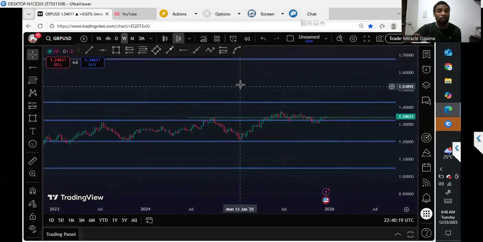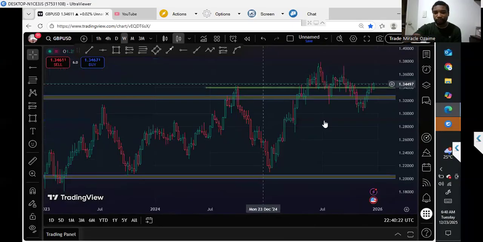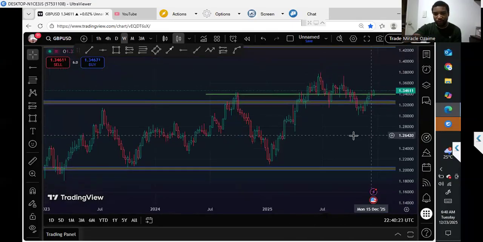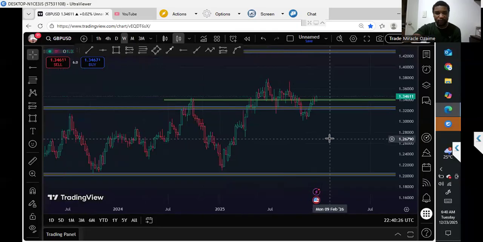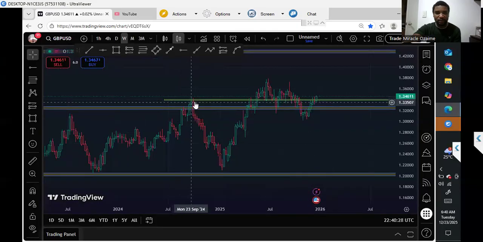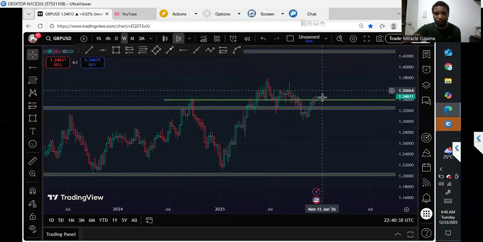So on GBP USD, I come back to my weekly time frame. This weekly time frame is what I was looking at. I was thinking that although there is a significant rejection around this area, if we go to our daily time frame, you're going to see that the price actually rejected several times around this area before it pushed to the upside.